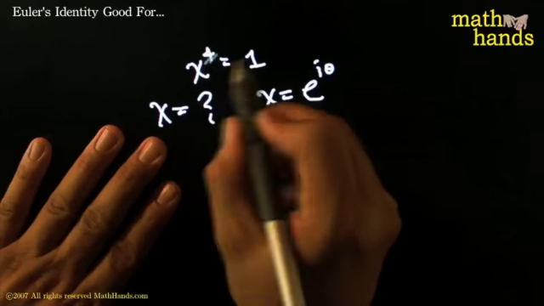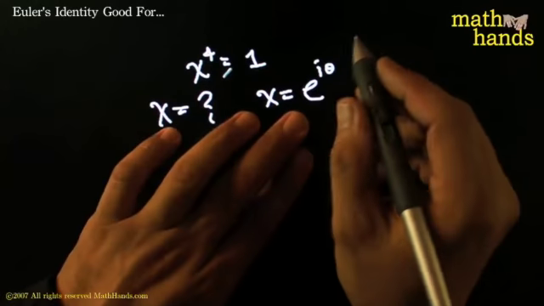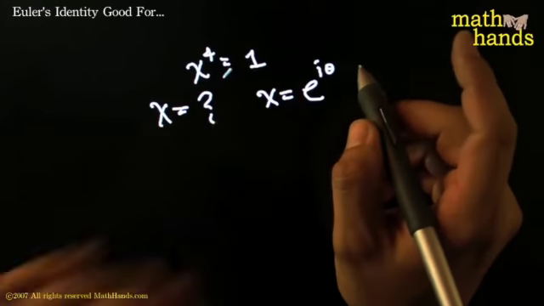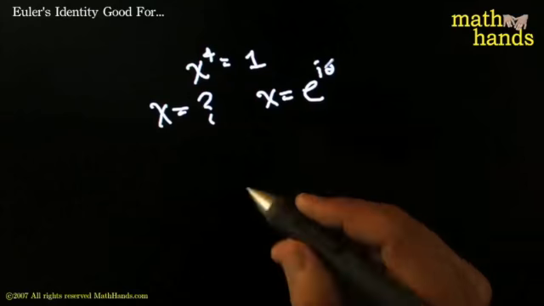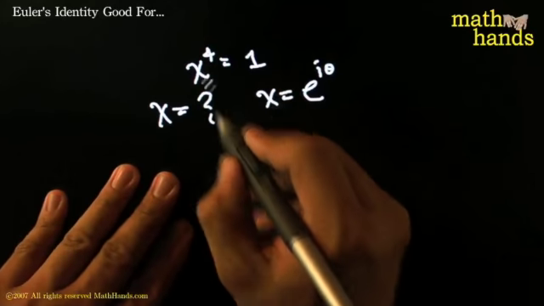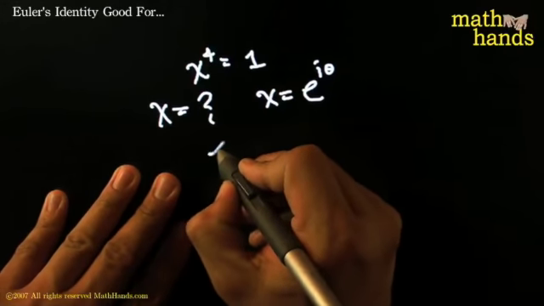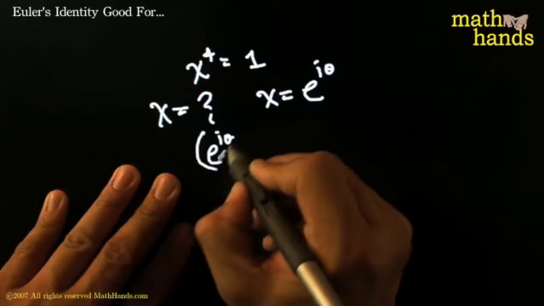If it was x to the 5th is equal to 1, and you were asked to find all the roots of this polynomial, which are called the 5th roots of unity, and you had to guess based on this pattern, and you just had to take a wild guess, how would you begin to guess?